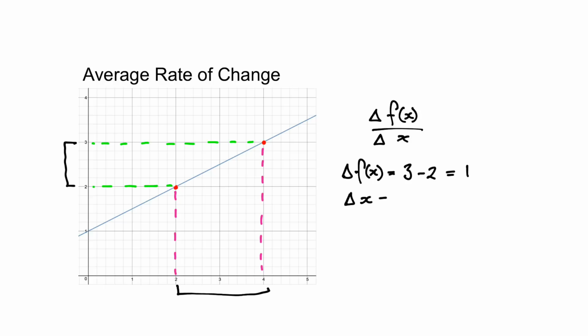So our delta x is going to be looking at our input. Our highest one is 4, and comparing it with the lowest one, which is an input of 2. So our change in our input is 2. That gives the average rate of change between these 2 points is equal to 1 over 2. And you can see this by our input, which has changed by 2, and our output has changed by 1. So that means that the rate of change between these 2 points is equal to a half.